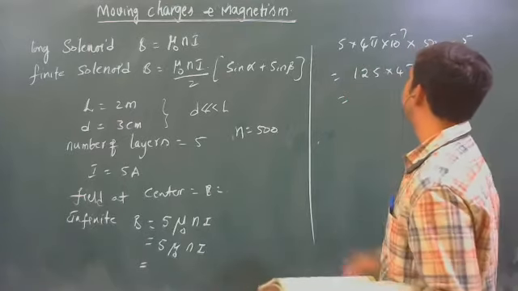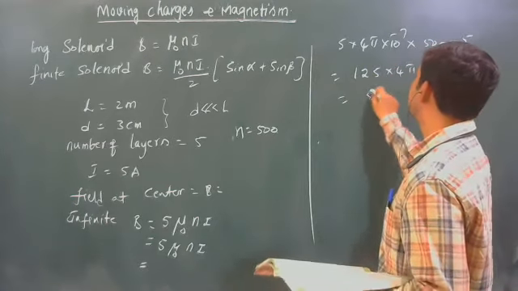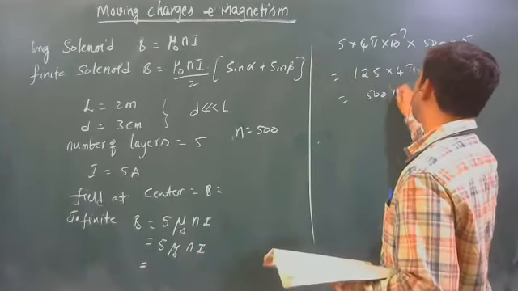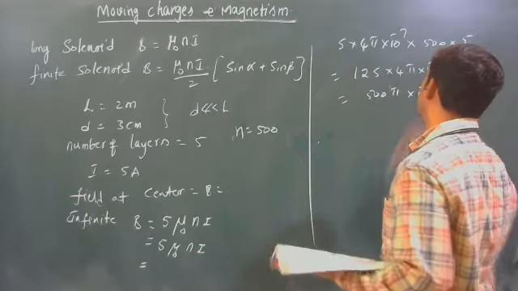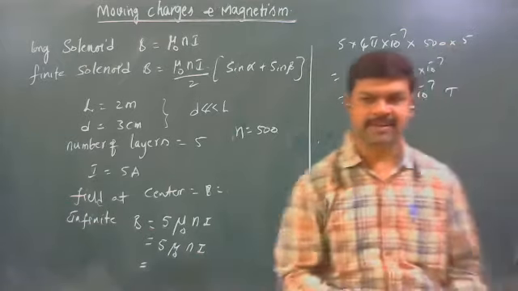Right? 500 pi into 10 to the power of minus 7 Tesla.